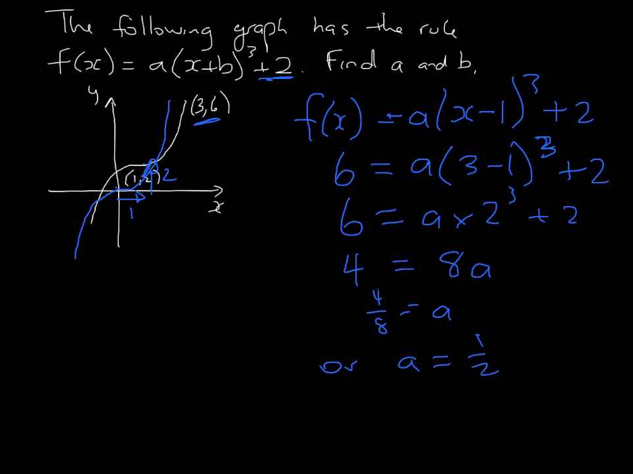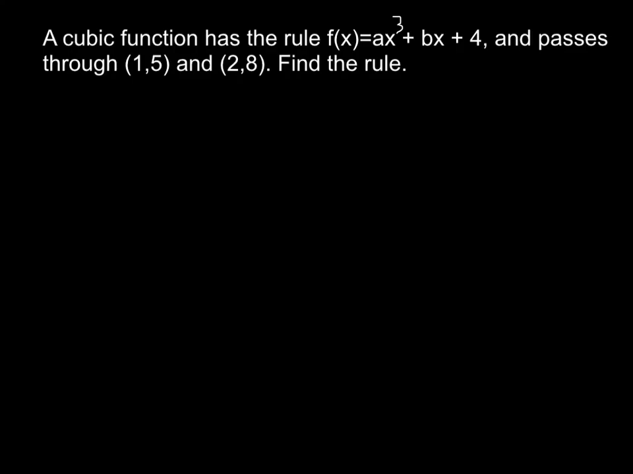Okay, so we've been asked to find a and b. So a was equal to a half, and from what we worked out before with the translations, b is equal to -1. And they would be the answers to this question. Let's move on to the next one.